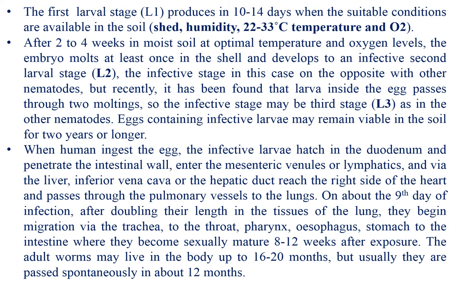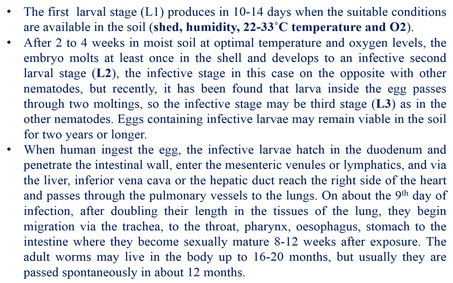After 2 to 4 weeks in moist soil, at optimal temperature and oxygen levels, the embryo molts at least once in the shell and develops to an infective second larval stage, L2. The infective stage here is in contrast with other nematodes, but recently it has been found that the larva inside the egg passes through two moultings, so the infective stage may be the third stage, L3, as in the other nematodes. Eggs containing infective larvae may remain viable in the soil for 2 years or longer.